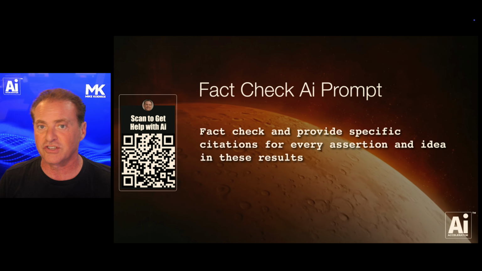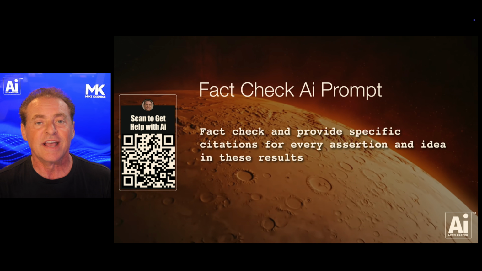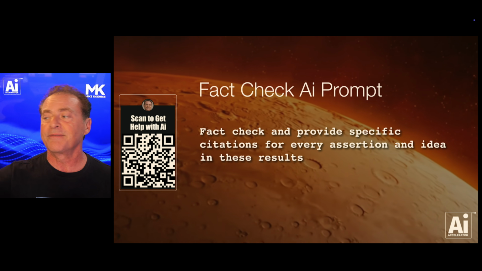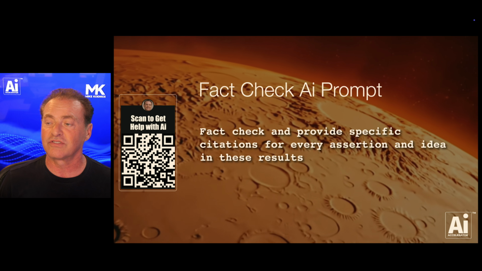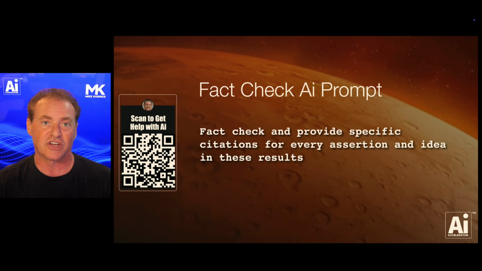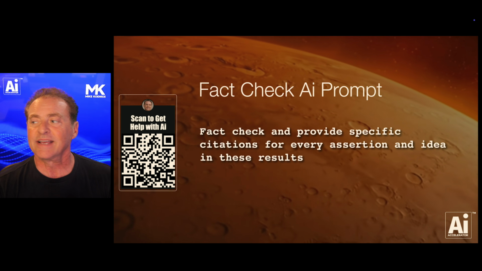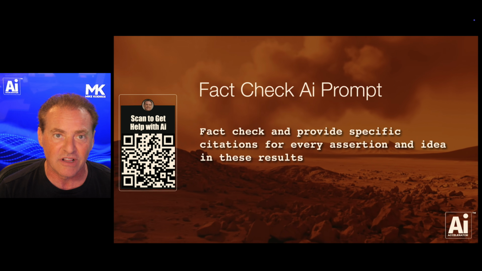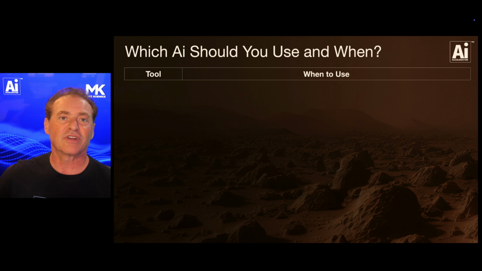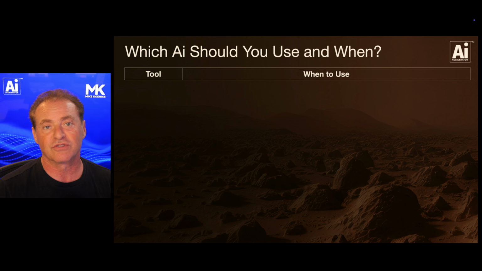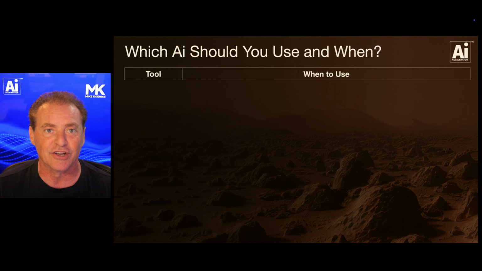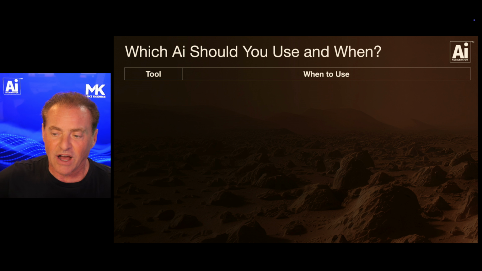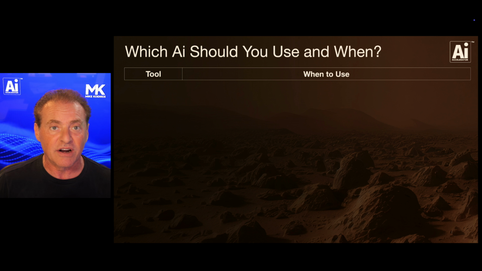You can use a prompt that says fact check and provide specific citations for every assertion and idea in these results. So one workaround is, whenever you're not sure or you want to verify, put it into multiple AIs, synthesize the results together, and then ask all of them to fact check the results and tell you what might be wrong. Just like humans, why do you have peer-reviewed papers? To make sure that people aren't lying and making stuff up. As time moves on, more of these tools will fact check. There will be certifications, but in the meantime, we've got to do what we've got to do. In the land of the blind, the one-eyed man is king, and we have to use these tools as quickly as we can to get as much out of them as we can.